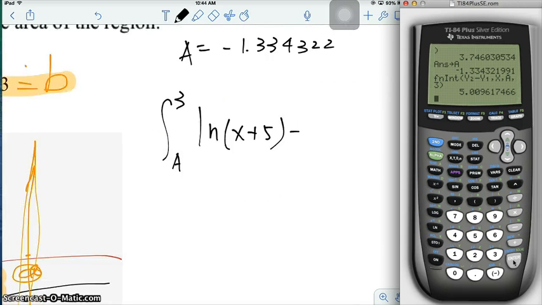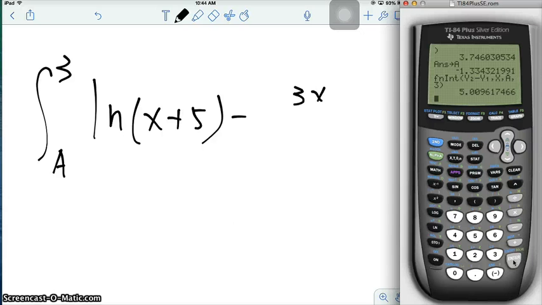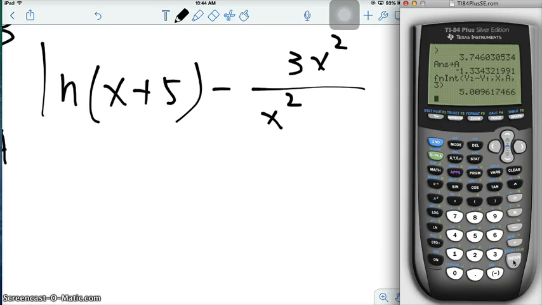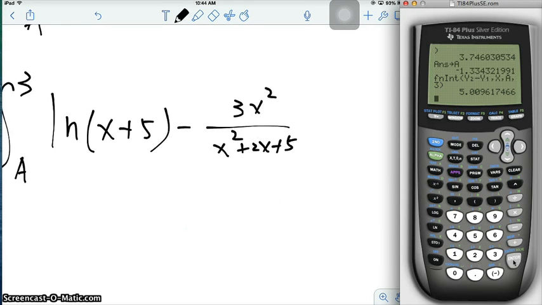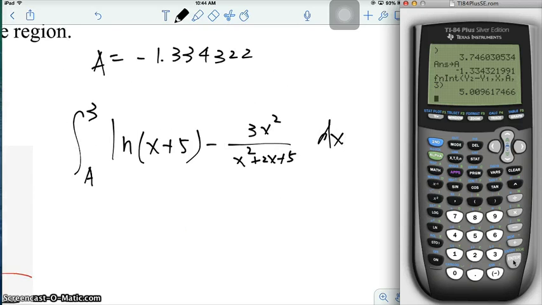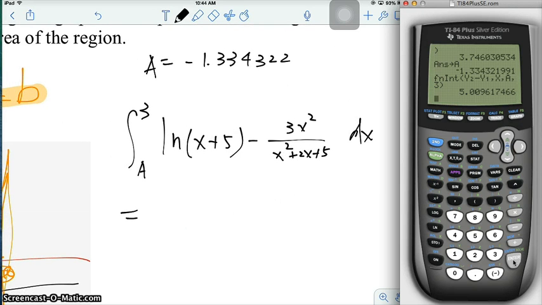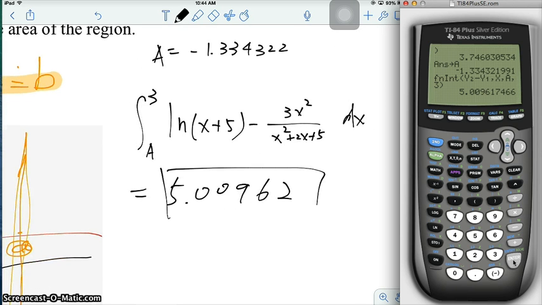So 3x squared divided by x squared plus 2x plus 5, everything dx. And the answer, once we put in calculator, would be 5.00962. Let's say 2. Okay, you can round, you don't have to round. Okay, again, that's how we find out area between two curves.